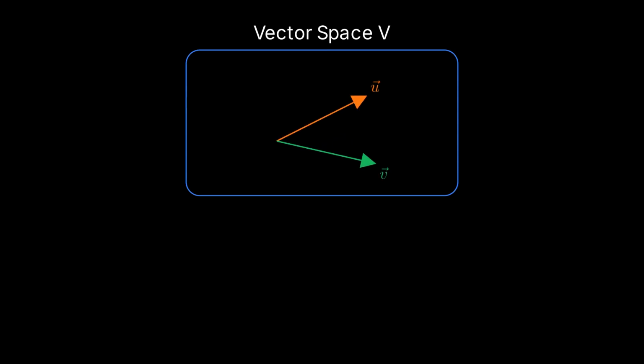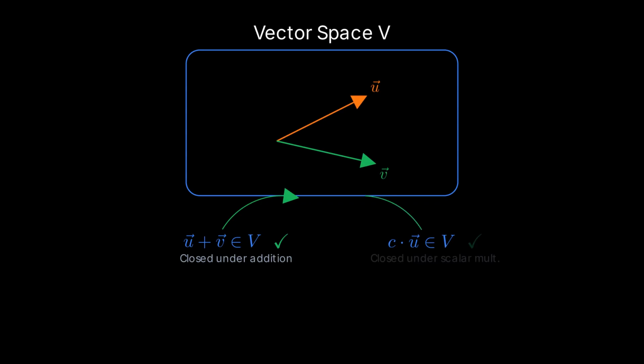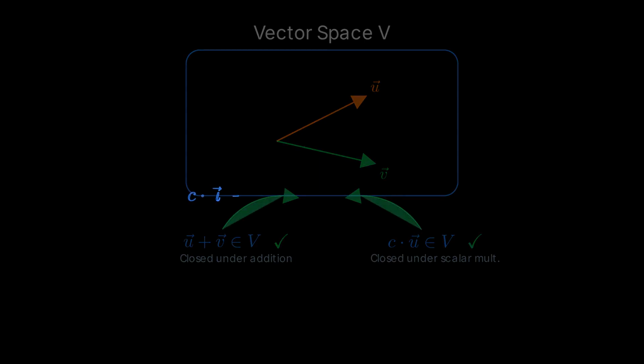A vector space is a set of vectors that is closed under two operations, addition and scalar multiplication. Closed under addition means if you take any two vectors, u and v in the set, their sum u plus v stays in the set. Closed under scalar multiplication means if you take any vector u and multiply it by any real number c, the product c times u stays in the set.